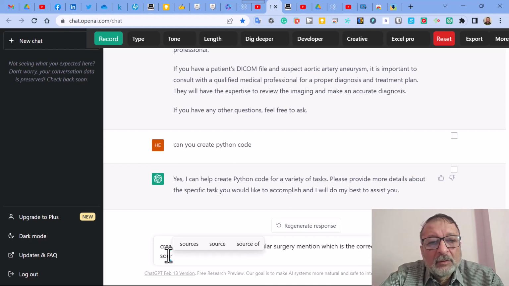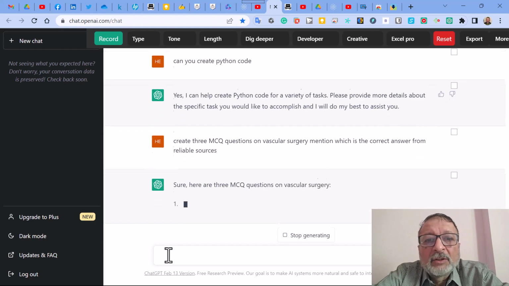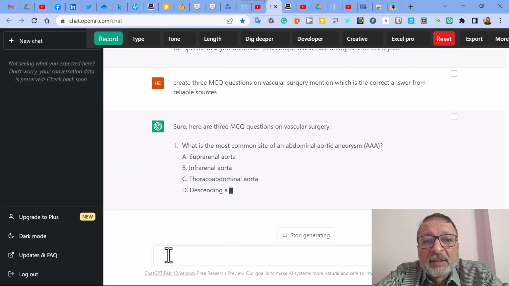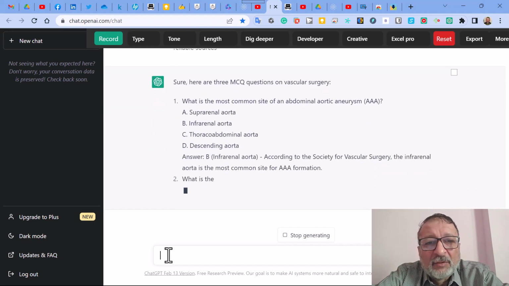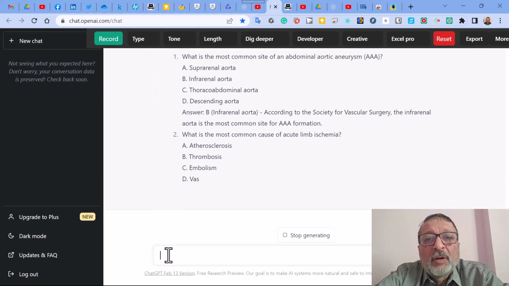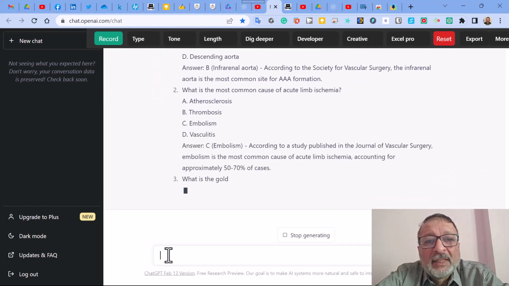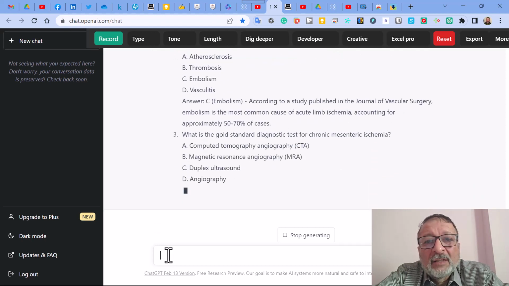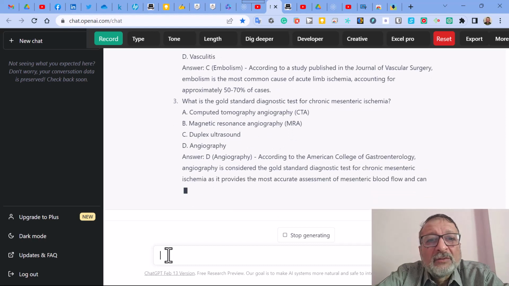What is the most common site of abdominal aortic aneurysm? This is easy. This is pretty easy, isn't it? Infarct and aorta. What is the most common cause of acute limb ischemia? Again, pretty easy, which is embolic. What is the golden standard diagnosis chronic ischemia? The gold standard is, of course, CT angiogram, which is answer is D. So he created to you 3 questions. You can actually also say what level you want of difficulty.